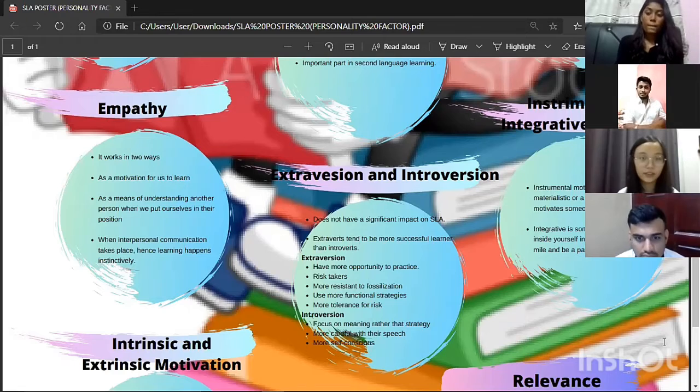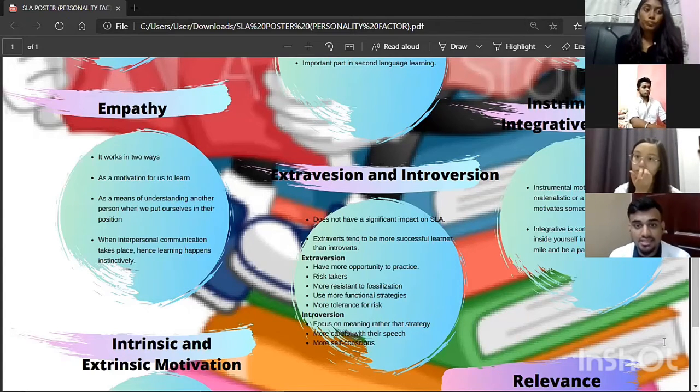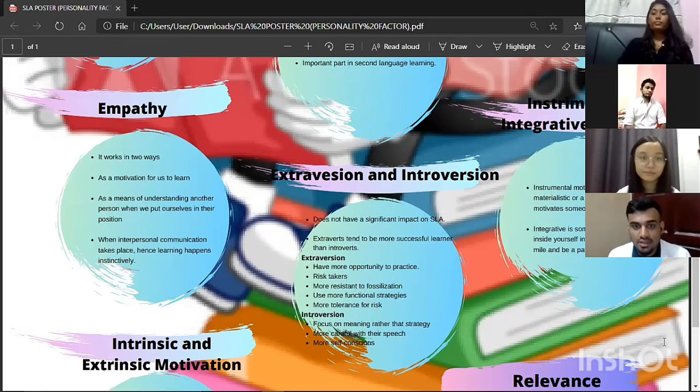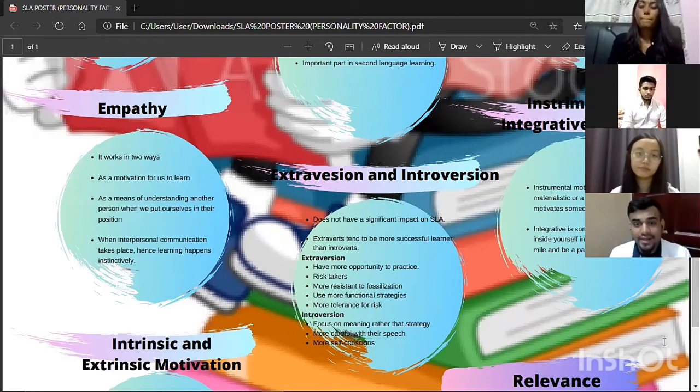Moving on to the next point, which is extraversion and introversion. Extraversion and introversion have a significant impact on second language acquisition. Extroverts tend to be more successful learners than introverts. Why are we saying so? Extroverts have more opportunity to practice because they are more friendly and have wider opportunity to communicate and learn from others.